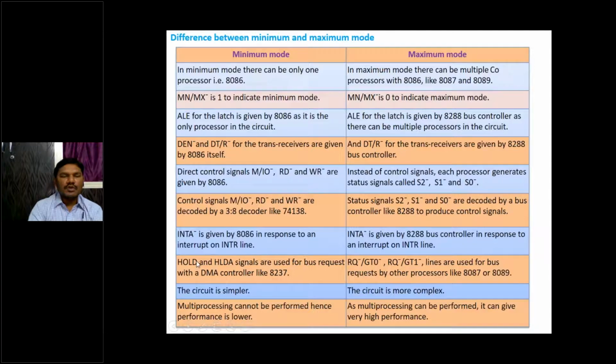In minimum mode, we have HOLD and HOLD acknowledgement, whereas in maximum mode, we have request/grant 0, as I have shown in the pin diagram. You can go through that.